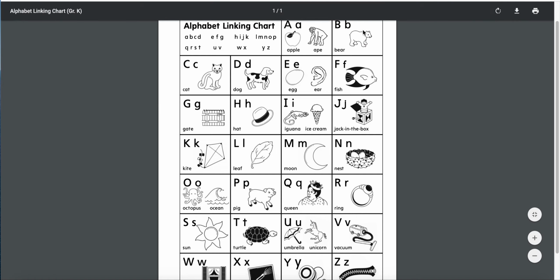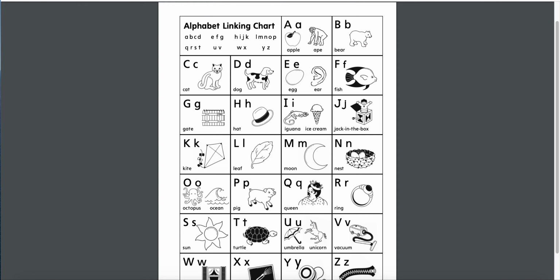So bear, B, cat, C, dog, D, skip, that's a vowel, fish, F, gate, G, hat, H, skip, jack in the box, J, kite, K, leaf, L, moon, M, nest, N, skip, P, pig, queen, Q. I'm going to stop right there because we are just going to get to letter Q.